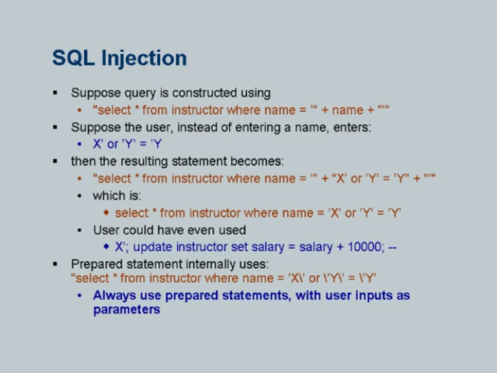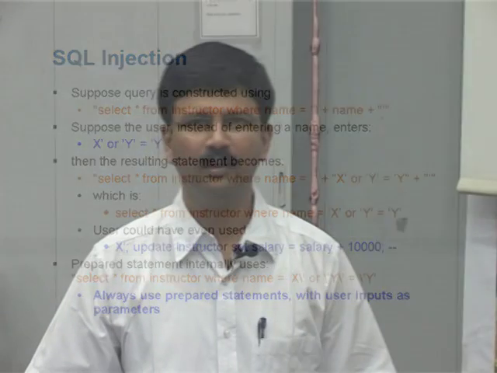but the user could have done something much, much more dangerous. The user could have typed X quote semicolon. What does semicolon do? It terminates that query. Following that can be a new query. That query could be update instructor set salary equal to salary plus 10,000. So this very generous hacker has just given a 10,000 rupee raise to all instructors. Hey, all of us are instructors. We may be very happy with this. We may not mind, but somebody minds and it could get a lot worse.